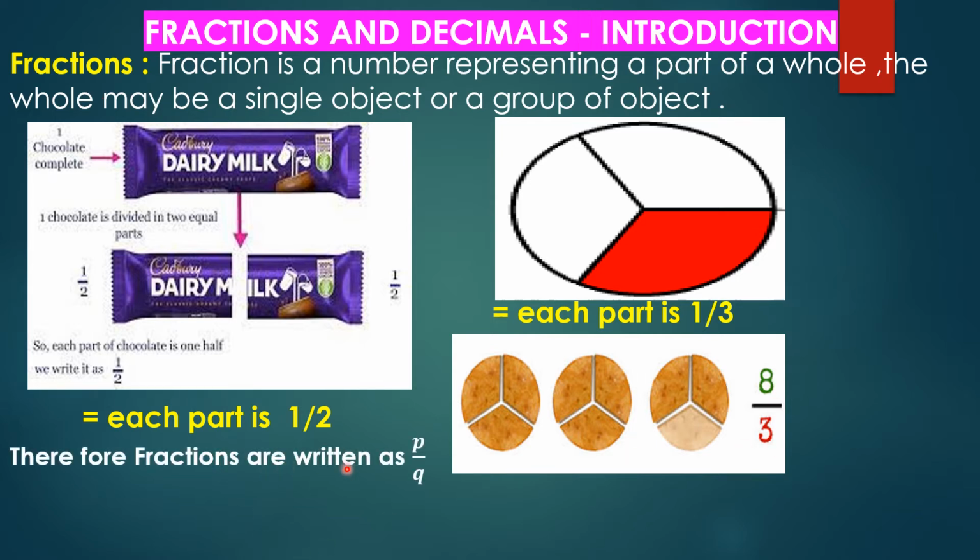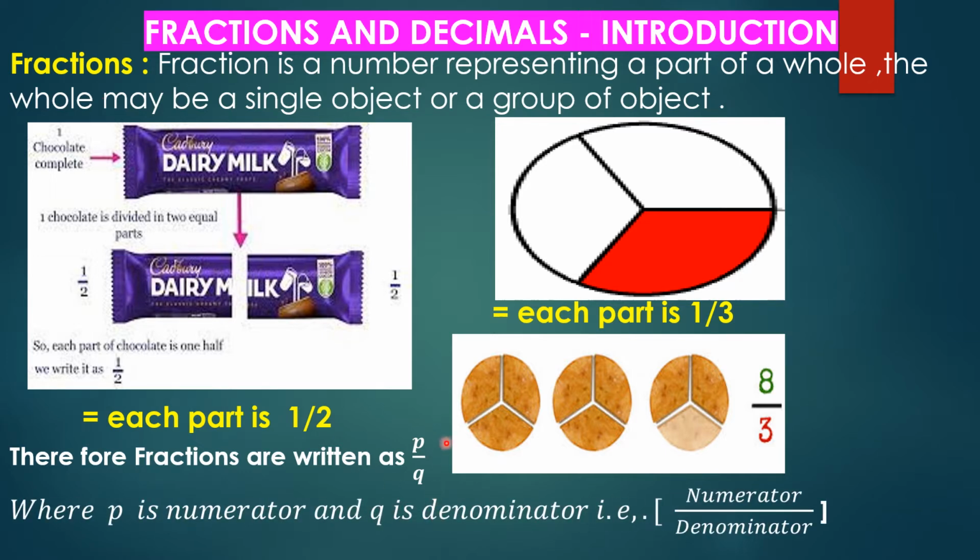Therefore, how can we represent fractions? It is represented as P by Q. What is P and what is Q? P is nothing but the numerator, and Q is called the denominator. Therefore P by Q is nothing but numerator divided by denominator. So remember this. This is how we have to represent fractions. Whatever is written at the top, we call it the numerator, and whatever is written below, it is called the denominator.